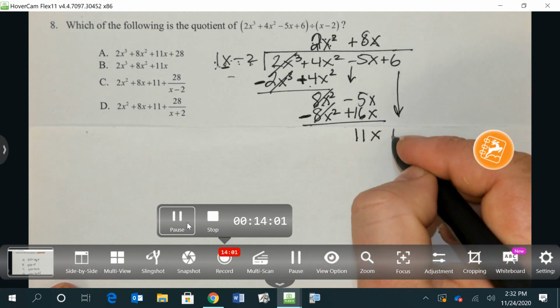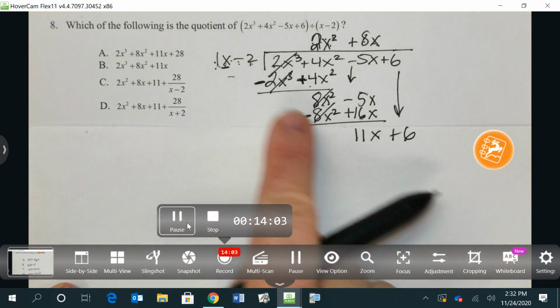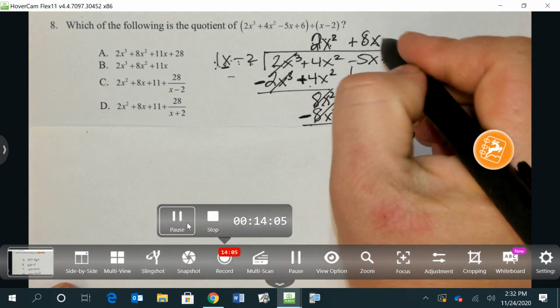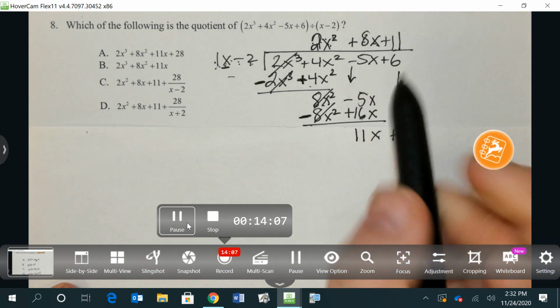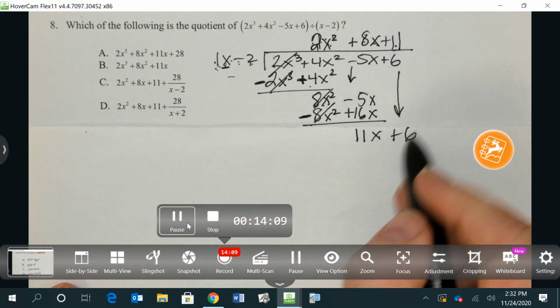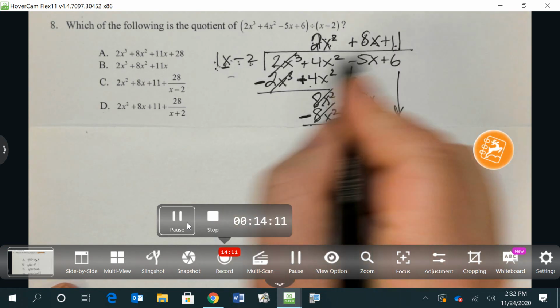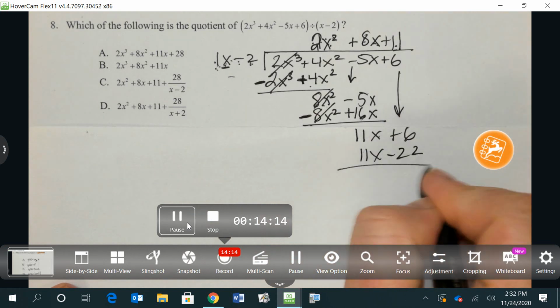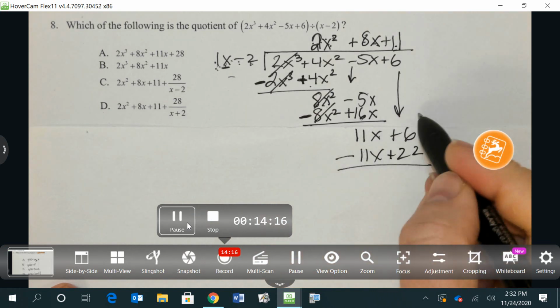And bringing down the last term. 1x times 11 gets you 11x. And I have 11 times 1x is 11x. 11 times -2 is -22. Change the signs. And now add down.